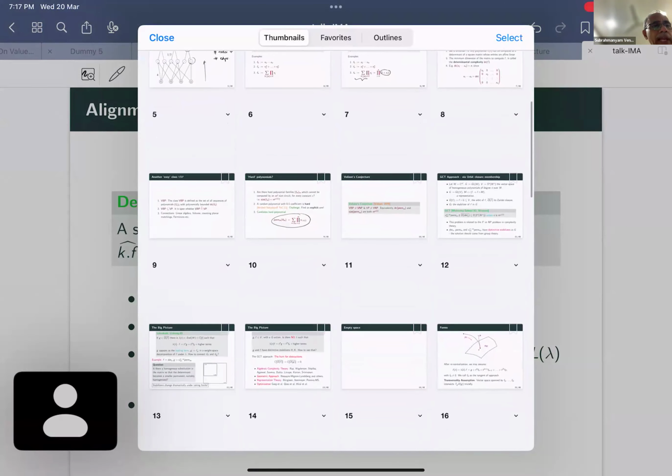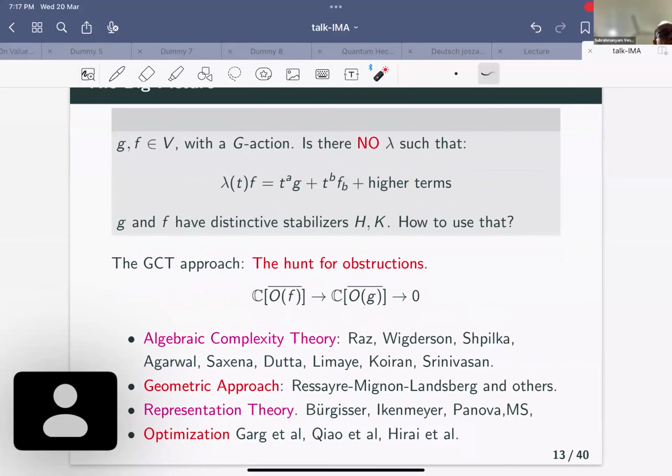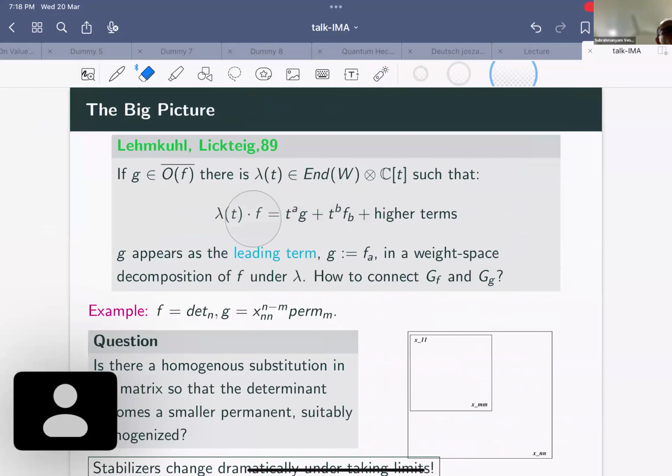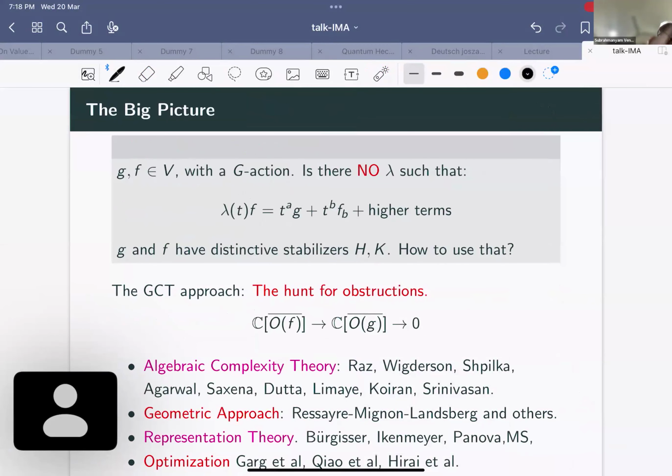Let me come to this slide. What we want to know is, does G belong to the orbit closure of F? That is really what we're interested in. There is my G, there is my F. Can G belong to the orbit closure of F? This is the question of interest. Now we know good algorithms in certain cases. That's what I wanted to say.